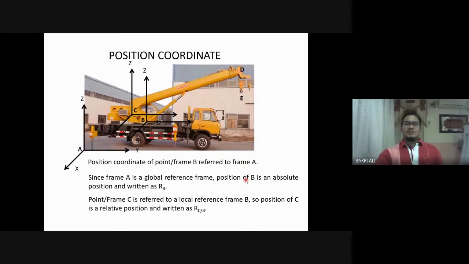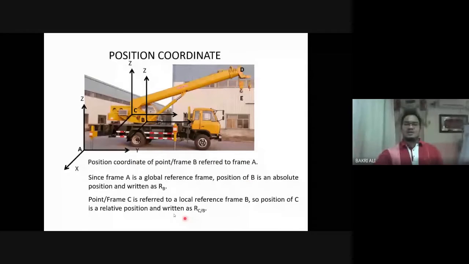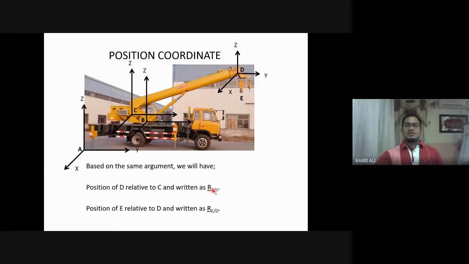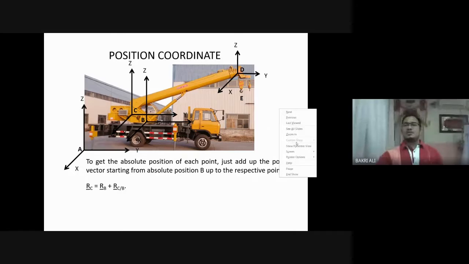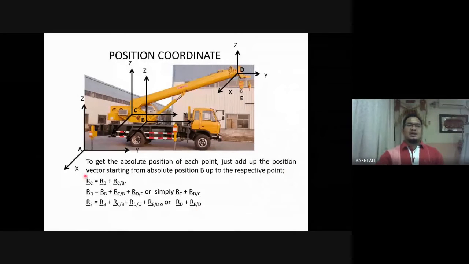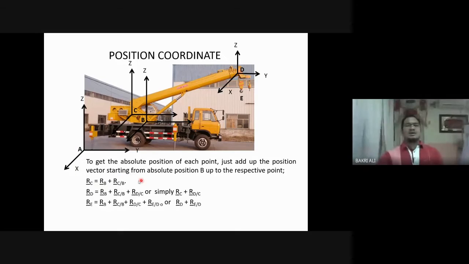So when we sum up all these position vectors, we can get the absolute position of any point up to what we want to find out: D stroke C, E stroke D, and so on until the end. To get the absolute position, we just need to sum up. If we need to find the absolute position of RC, then we just add RB plus RC stroke B, similar to 2D.